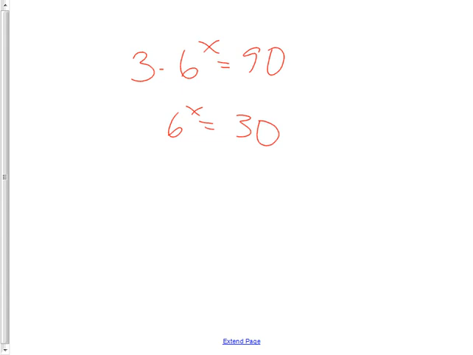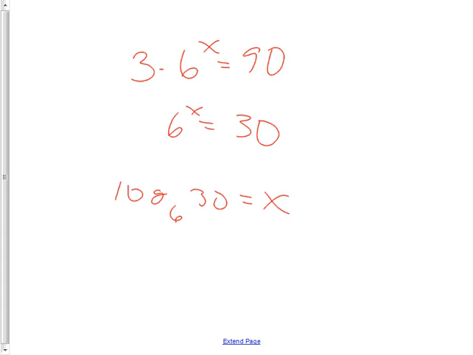So we'll rewrite this with a log then. Go ahead, on your paper. Do you know how to write it as a log? Log base 6 of 30 equals x. Now, I didn't say it was going to work out nice. That is the answer.